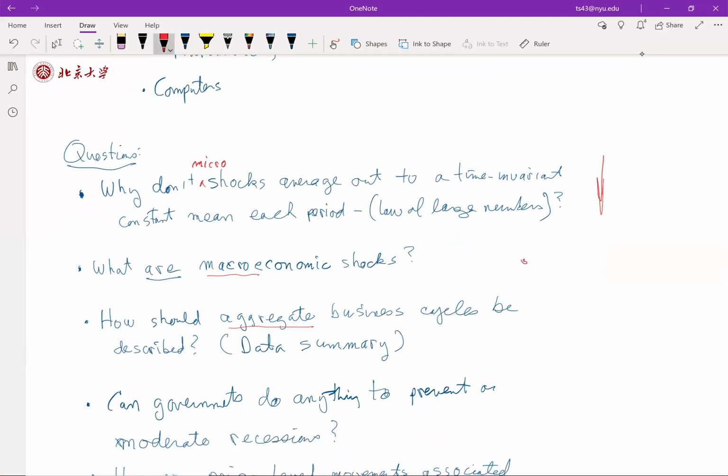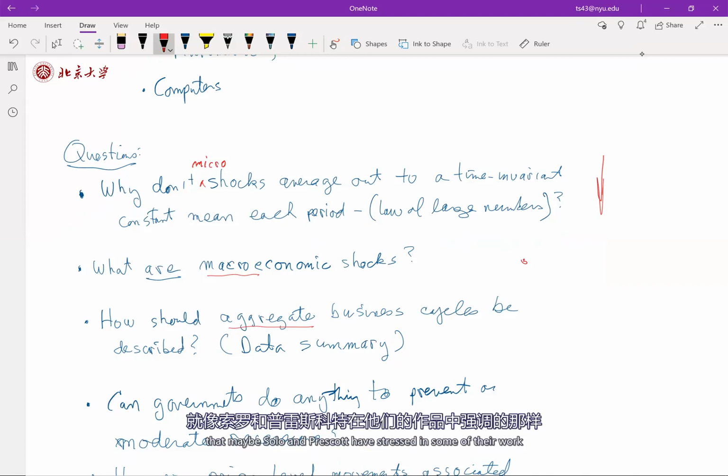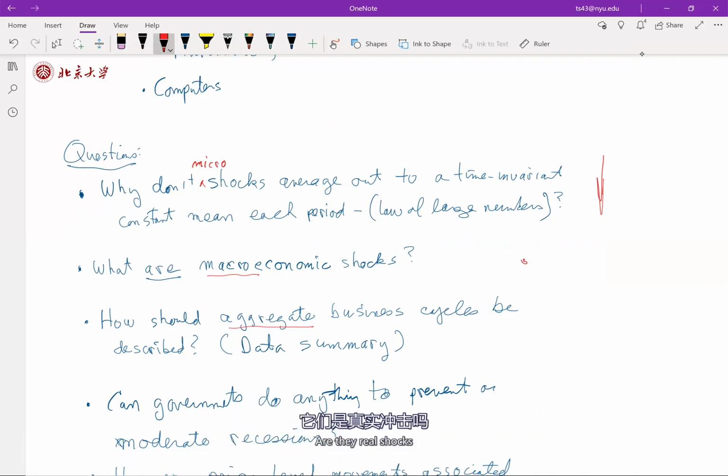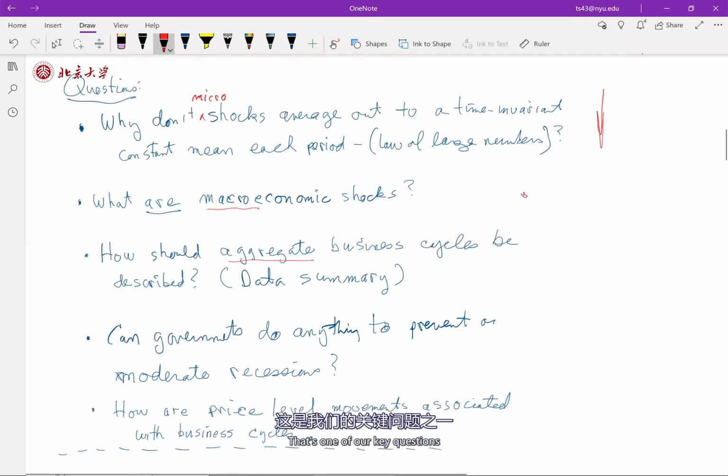Okay, so then if they don't average out and there's some aggregate shock, that's the second question. Well, what are they? Are they so-called real shocks of the kind that maybe Solow and Prescott have stressed in some of their work? Are they monetary shocks? Are they somehow put in there by something that happens in the credit and monetary system, or put in by policymakers somewhere, or else by something inherent in the financial system? What are they? So that's one of our key questions.